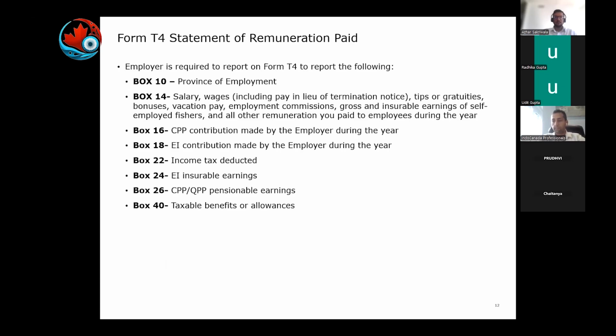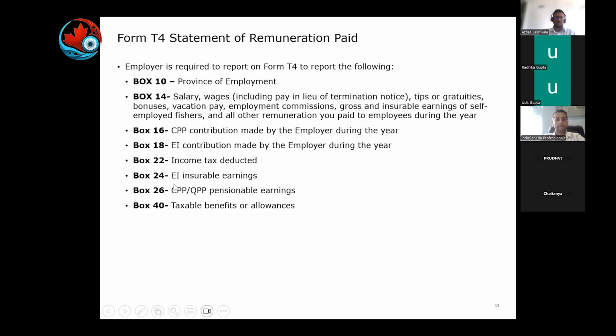So for example, box 10 provides details of province of employment, box 14 provides information of what is the gross salary that is paid to you. Box 16 has details of the CPP contribution that has been made during the year. Box 18 has details of EI contributions. Box 22 will have details of what is the total income tax, which is federal and provincial tax deducted.